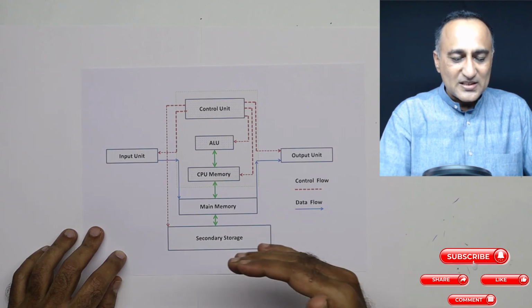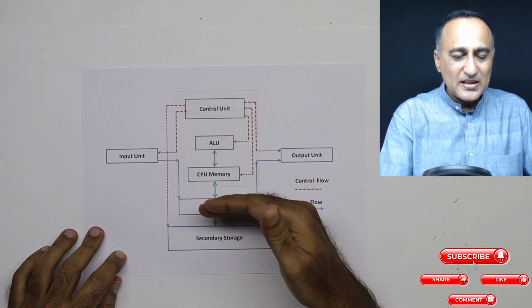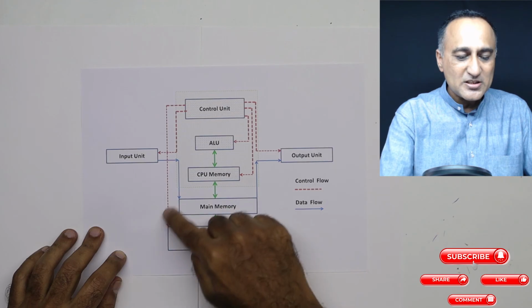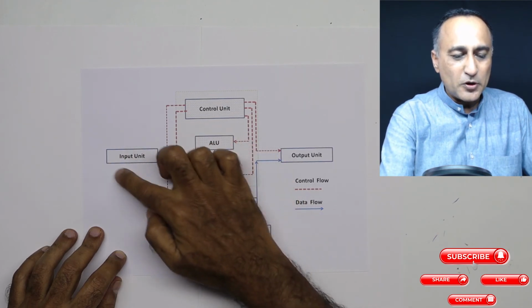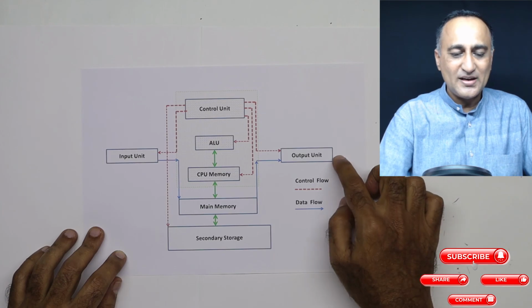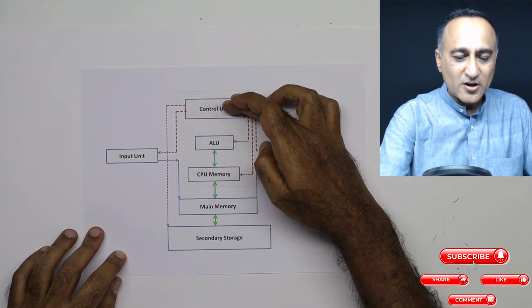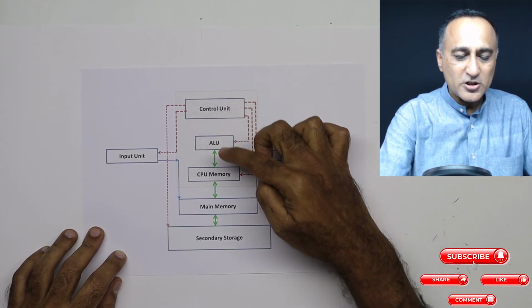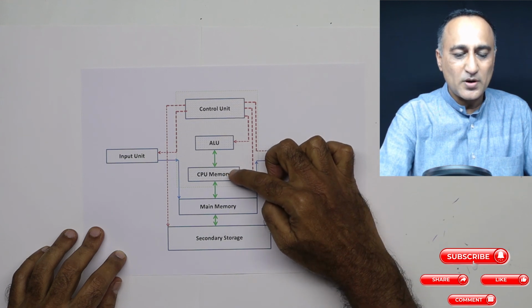So the secondary storage and the main memory are referred to as the memory units. Input units are keyboards, mouse, and so on. Output units are printers and so on. So your CPU consists of the control unit, the arithmetic and logic unit, and the register memory.